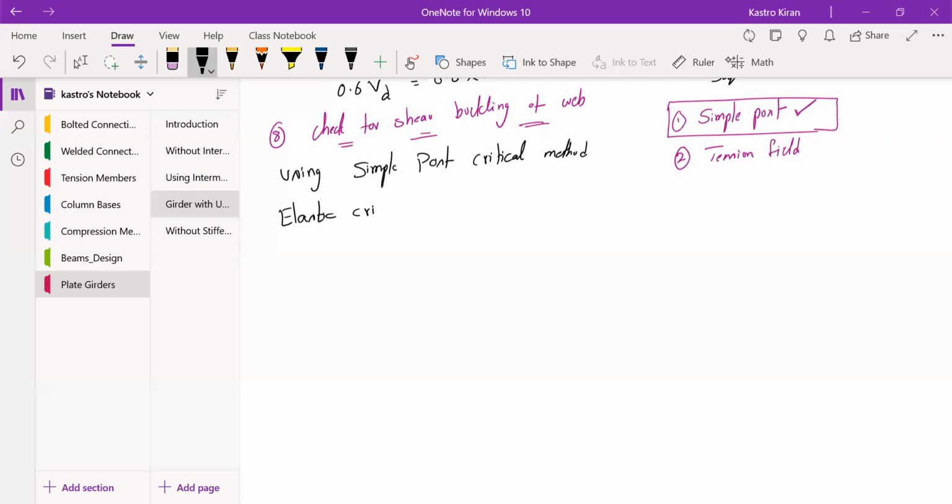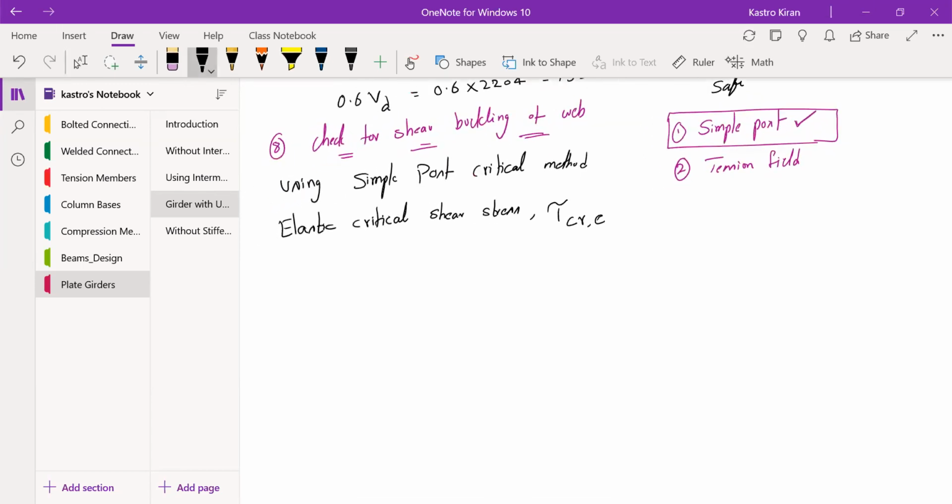Elastic critical shear stress. So how do you find out this elastic critical shear stress? You know the formula, that is tau CRE. Tau represents shear stress, CR represents critical, and E represents elastic. So the elastic critical shear stress formula is kV into pi square into E divided by 12 into 1 minus nu square, where nu is the Poisson's ratio, times d by tw whole square.